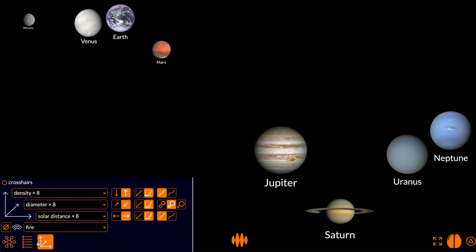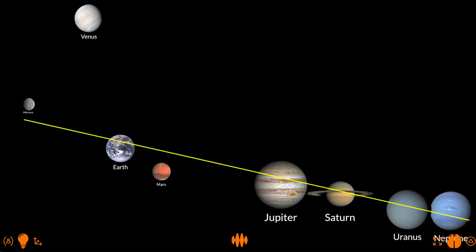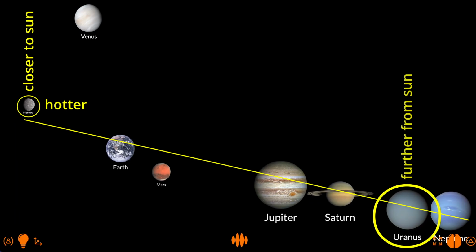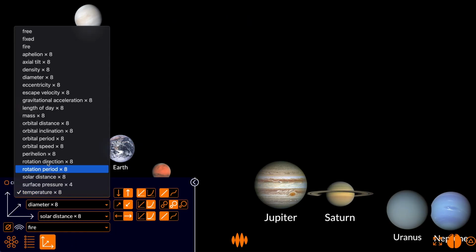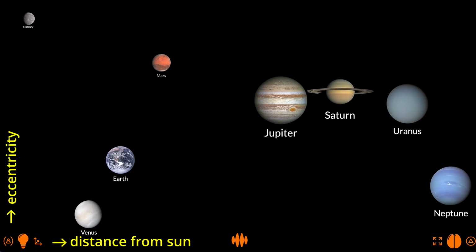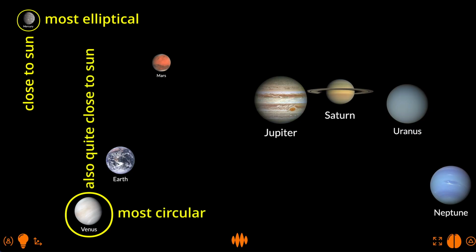Again, OpenWebMind lets you play around with these plots. You can plot the planet's temperature and see that there's a predictable trend. Planets closer to the Sun are hotter, planets further from the Sun are colder, with the notable exception of Venus, whose dense atmosphere makes it much hotter than you'd expect. Or you can plot eccentricity and see that there's really no relationship between the eccentricity of a planet's orbit and its distance from the Sun. Mercury has the most elliptical orbit, while its next-door neighbour, Venus, has the most circular orbit.